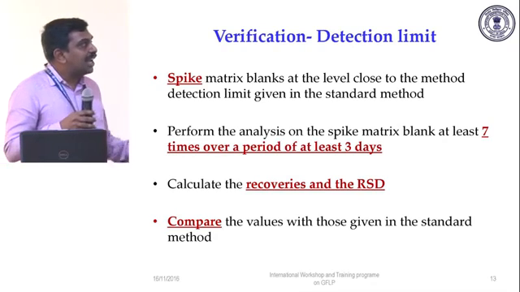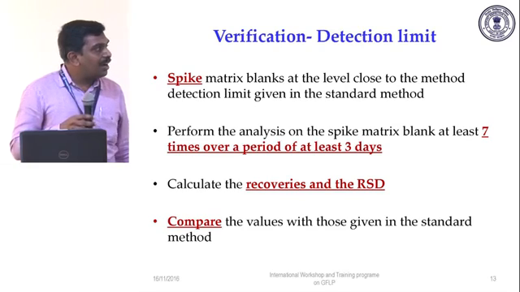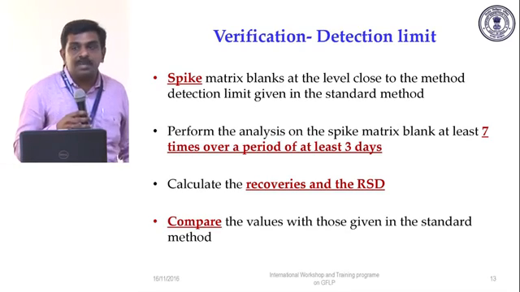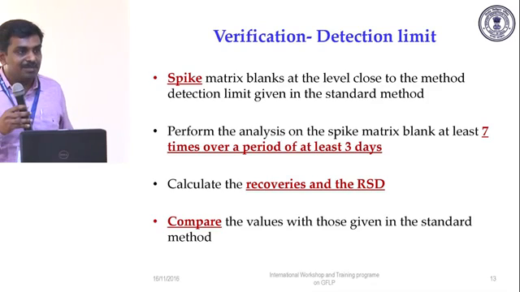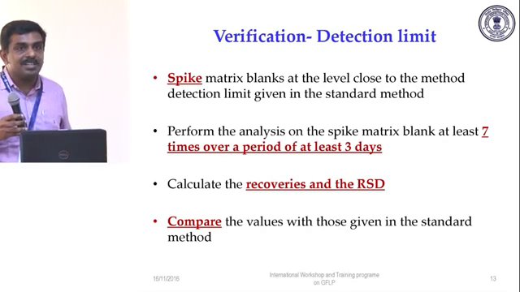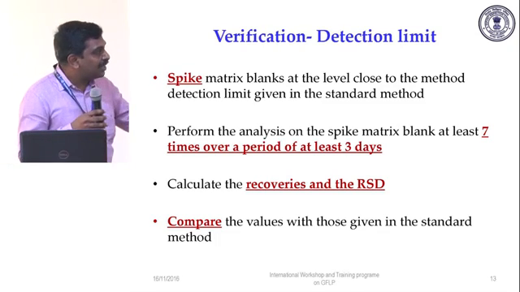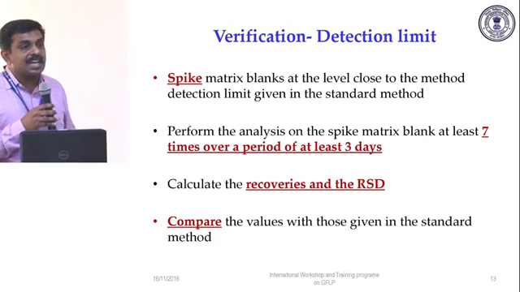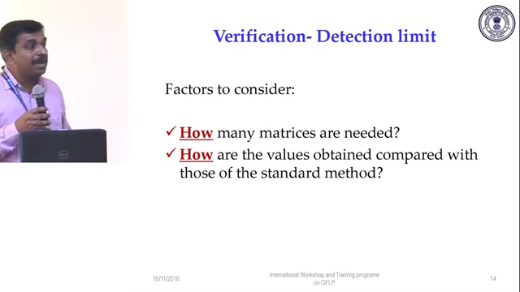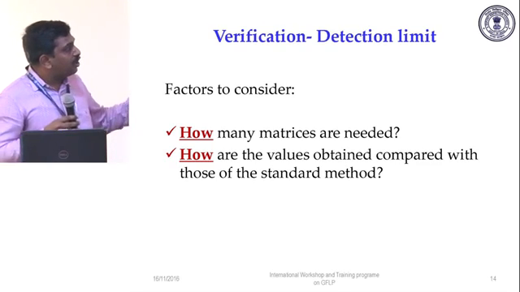See, now there is a challenge here. This is the one thing. Now, for detection limit, I have a method, and the method generally talks about food, not particular matrices. So now it's a confusion. I have the method, I have n number of matrices. So it's a challenge. How many matrices are needed? How are the values obtained compared with those of the standard method? How will you compare it? This is another challenge you are going to face.